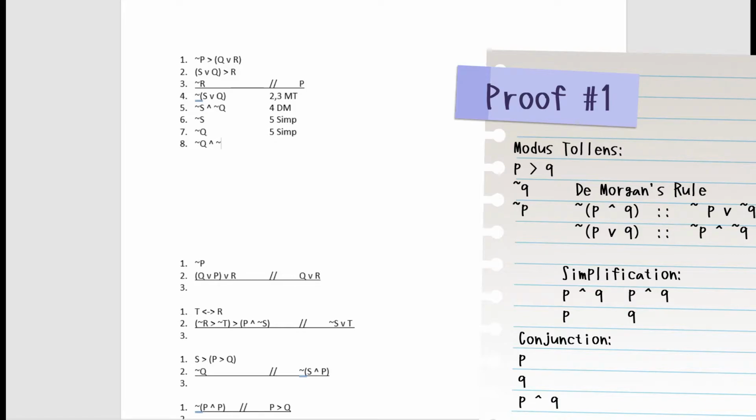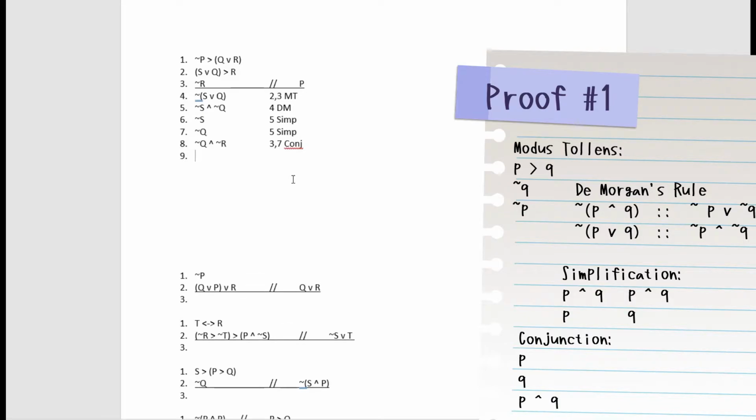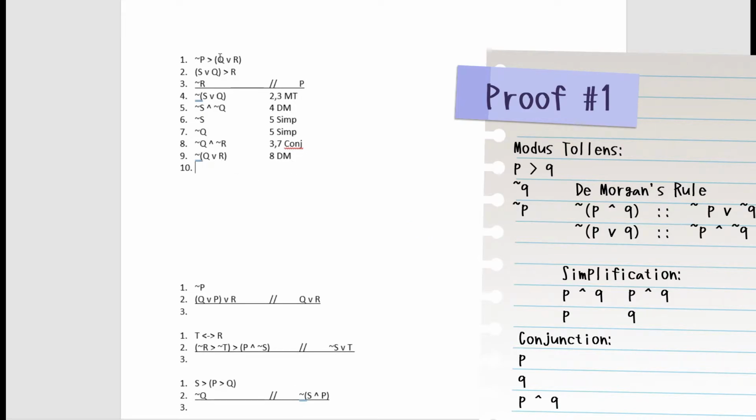Not Q, not R. That is 3, 7 conjunction, and then we can DM that. We can De Morgan's that, so it takes the negation on the outside, flips the symbol, puts it on the inside. That's 8 De Morgan's. And now we have the negation of this side of the parentheses on line 1, this side of the implication on line 1, which means we can do another MT, just like we did on line 1, which gives us not P by 1, 9, MT.